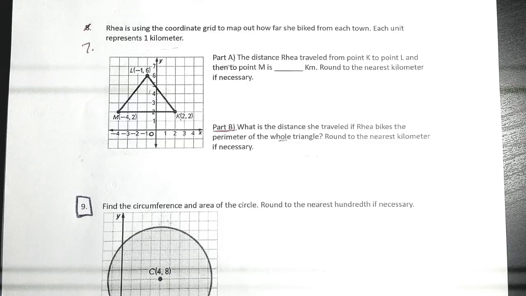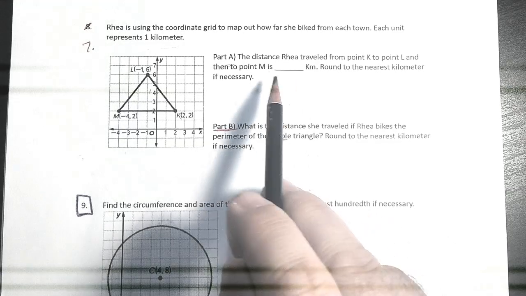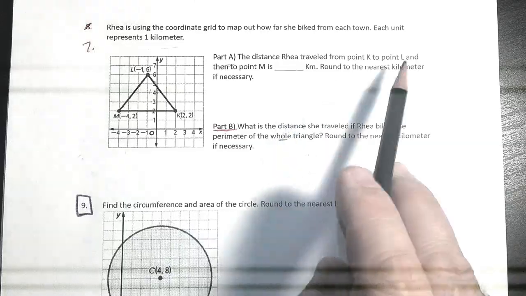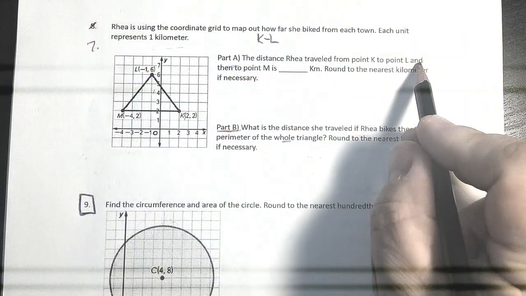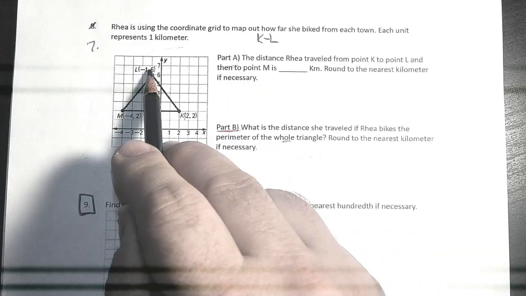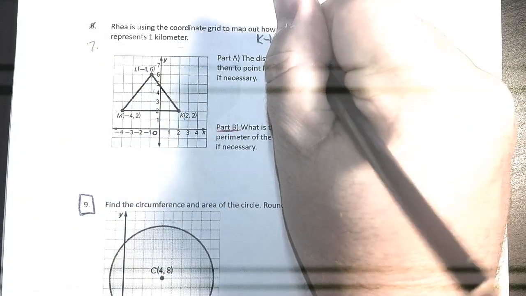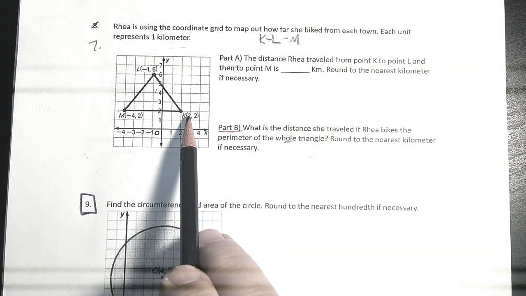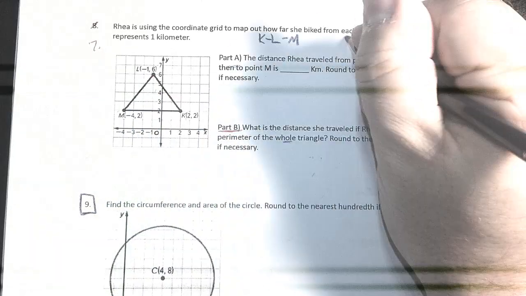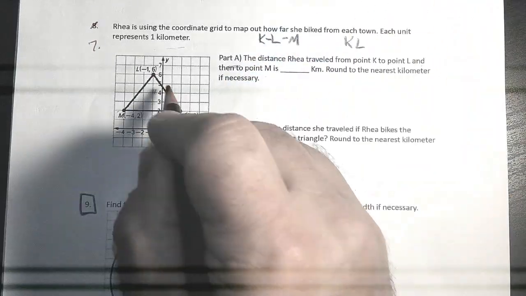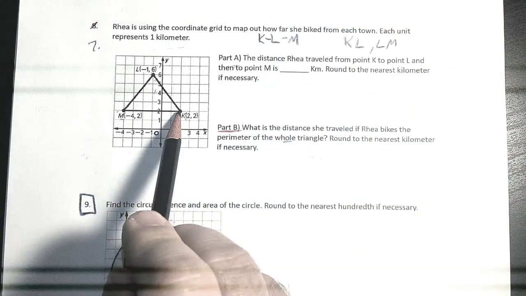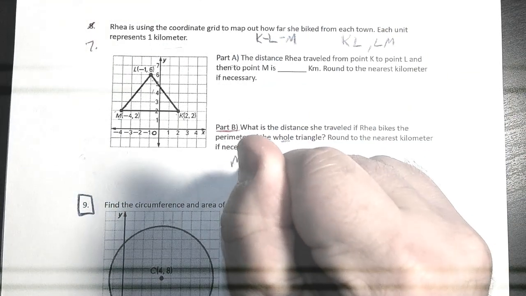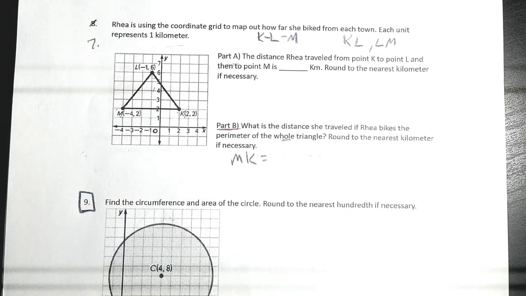All right. So Rhea wants to travel the distance from K to L, and then from L to M. So we just put the letters together. We're going to look for KL, and we're going to look for LM. Down here, you guys are going to finish the triangle, and you're going to look for MK. So I'm just going to set this up for you.